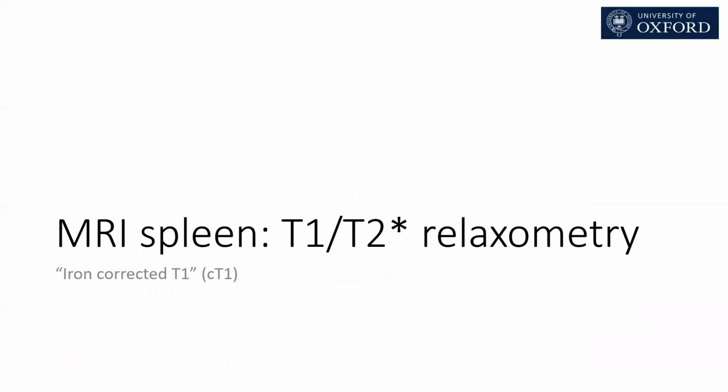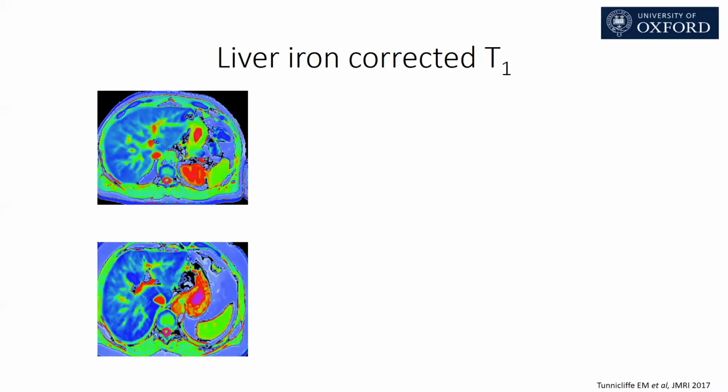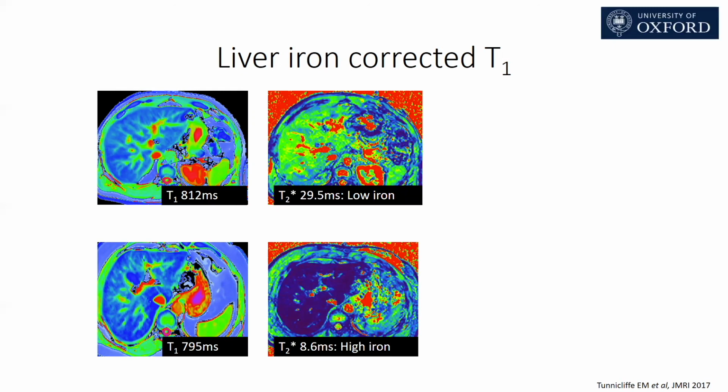I'll start by talking about the techniques we've been using, and we've been using T1 and T2 star relaxometry using MRI. And I'll start by introducing this concept of the iron-corrected T1, which we've looked at in the liver. And as you know, T1 is a measure of relaxation time in the liver, which is an inherent property of tissues. And you can see here 2 patients. You can use these mapping techniques to measure T1, and the top patient and the bottom patient have very similar looking livers with this mapping technique, but also when you measure the T1 relaxation time, those are very similar. However, T1 relaxation time is influenced by how much iron there is around, and you can use T2 star to measure iron.